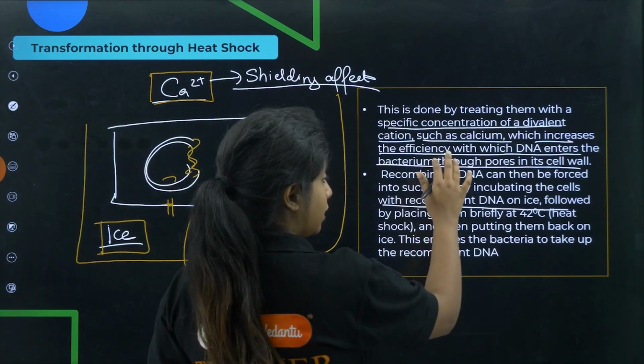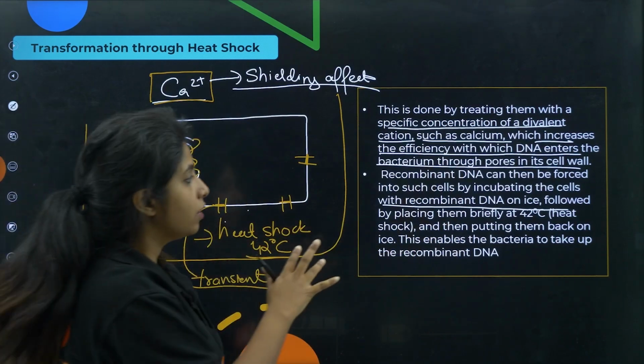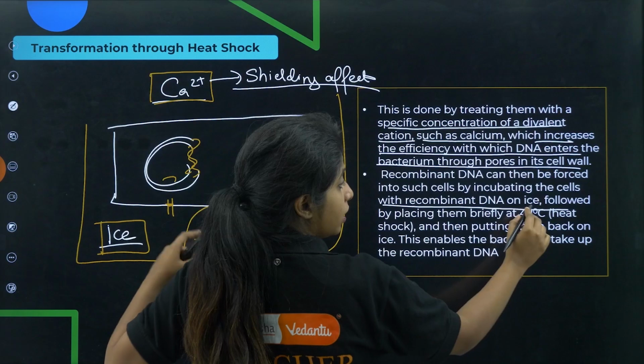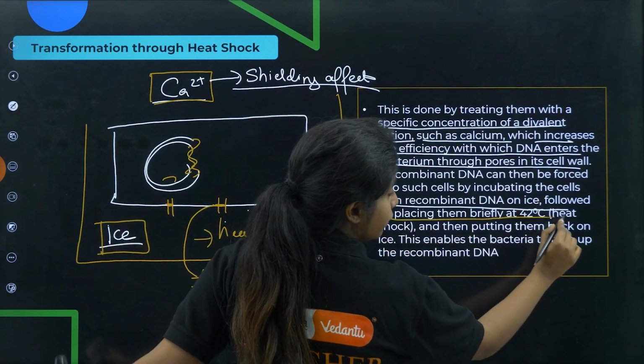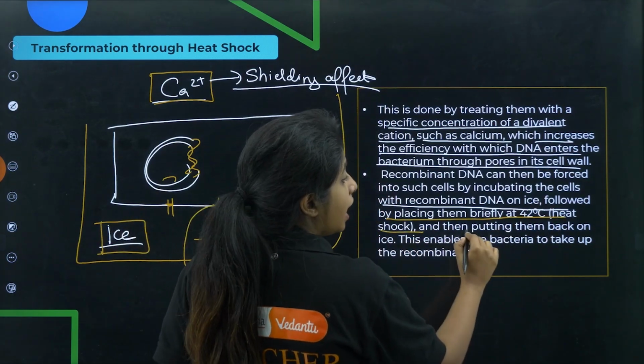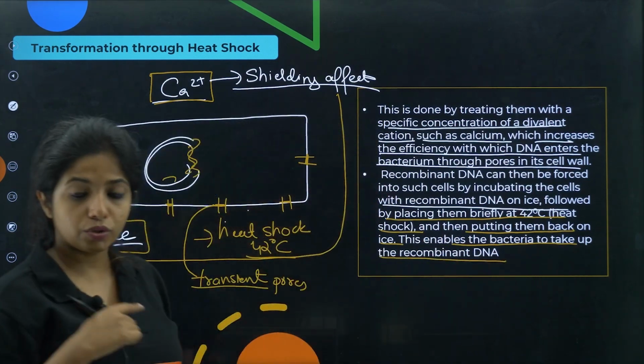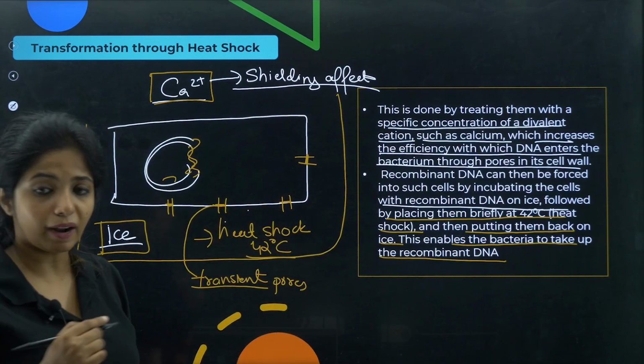So that is what is written over here also. Recombinant DNA can then be forced into such cells by incubating the cells with recombinant DNA on ice, followed by placing them briefly at 42 degrees Celsius heat shock and then putting them back on ice. This enables the bacteria to take up the recombinant DNA. So this is how things work in the case of bacteria.